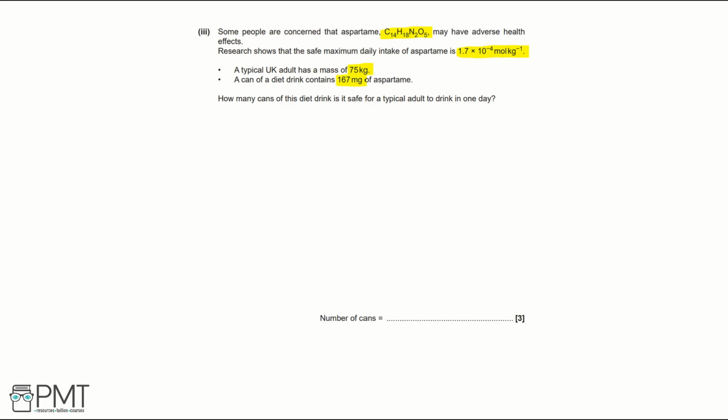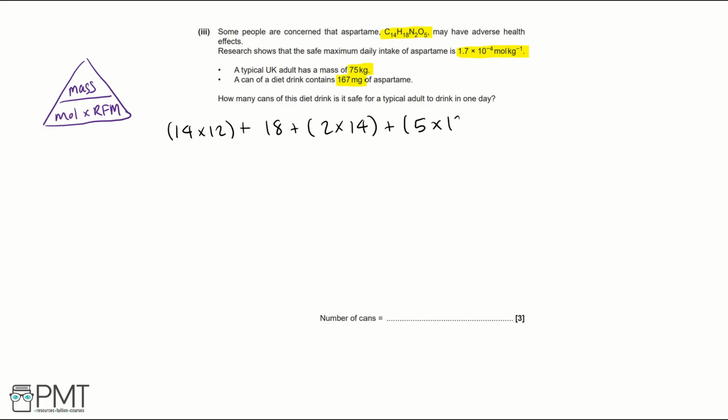So the first equation triangle, and the only equation triangle we're going to use in this question, is mass is equal to moles times relative formula mass. So we're going to have mass at the top, moles, and then relative formula mass. So working out the relative formula mass of aspartame, that's going to be 14 times 12 plus 18 plus 2 times 14 plus 5 times 16, which equals 294 grams per mole.